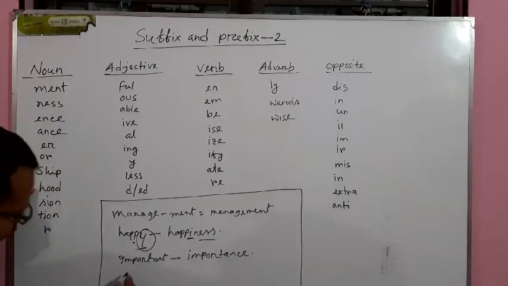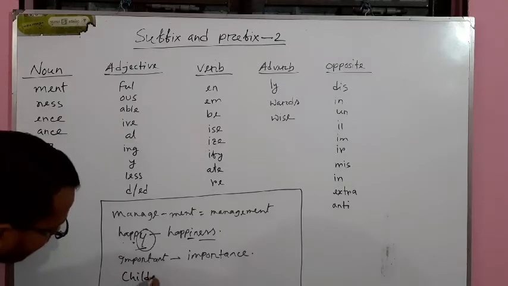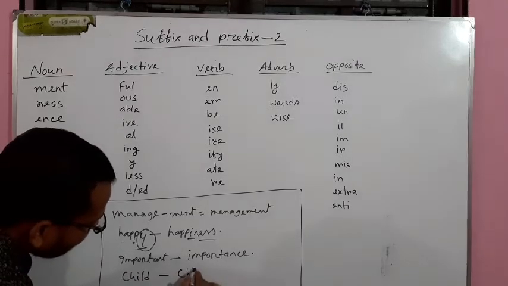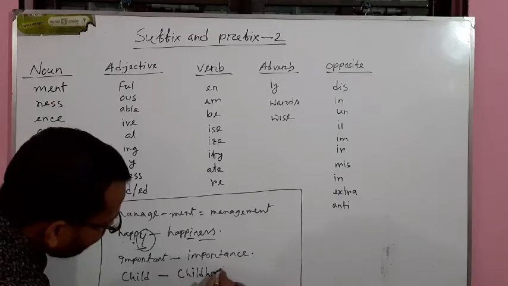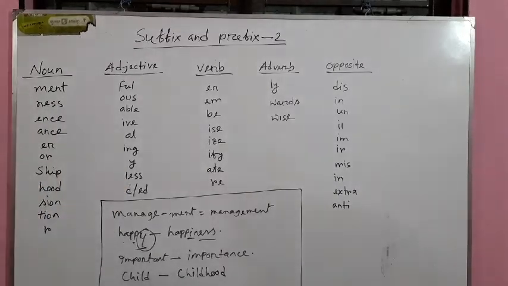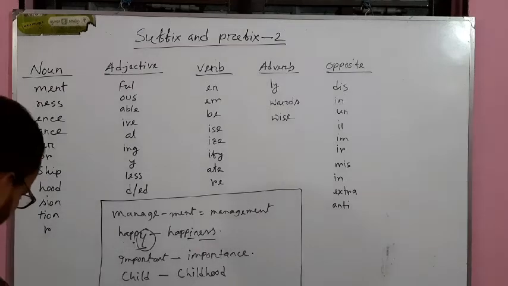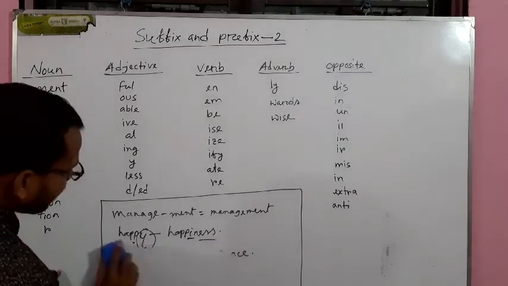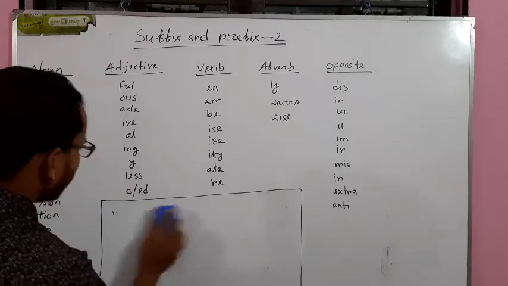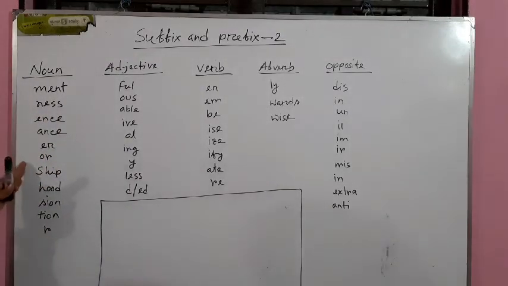For example, child, childhood, or from brother to brotherhood, like this. Ship, from friend to friendship, like this. We can use these suffixes and prefixes.